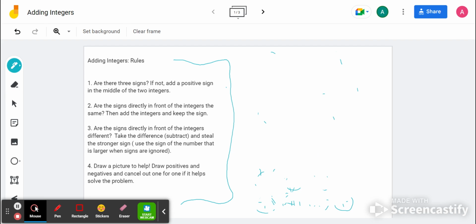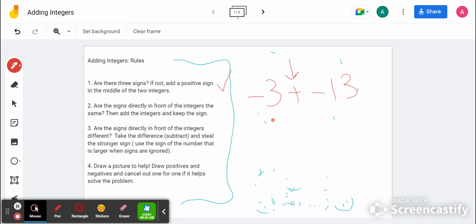All right, let's change up our color here. Mix things up. Okay. So now I have -3 plus -13. So I go to my rules. Rule number 1, are there 3 signs? I have a sign in front of the 3, a sign in the middle, and a negative sign. So yes. And the middle sign is a plus sign.